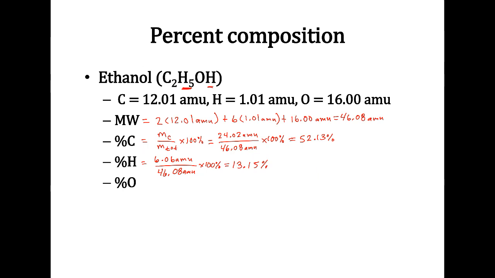And then for oxygen, you can either subtract both of these percent compositions of carbon and hydrogen from 100, or you can just plug in 16 divided by 46.08, multiply by your 100%, and that should give you 34.72%. Okay, so hopefully you have a good idea on how to calculate molar mass or formula mass for a given compound, and then also go through and find the percent composition.